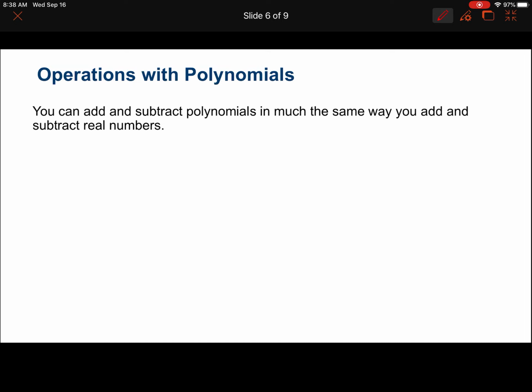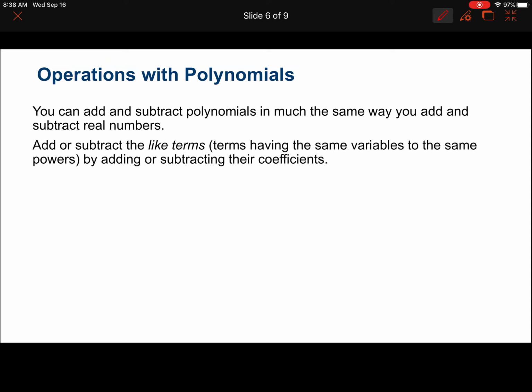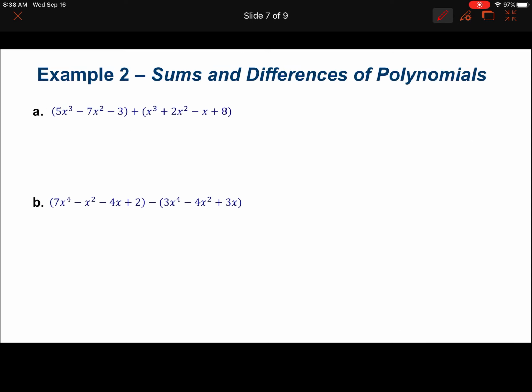So operations with polynomials, we can add and subtract polynomials just like we add and subtract numbers. All you have to do is combine like terms by adding or subtracting them. So we're going to look at a couple examples, one of addition and one of subtraction. This should be pretty simple in review for you. So if we look at this, we are going to take 5x cubed minus 7x squared minus 3 and add x cubed plus 2x squared minus x plus 8.